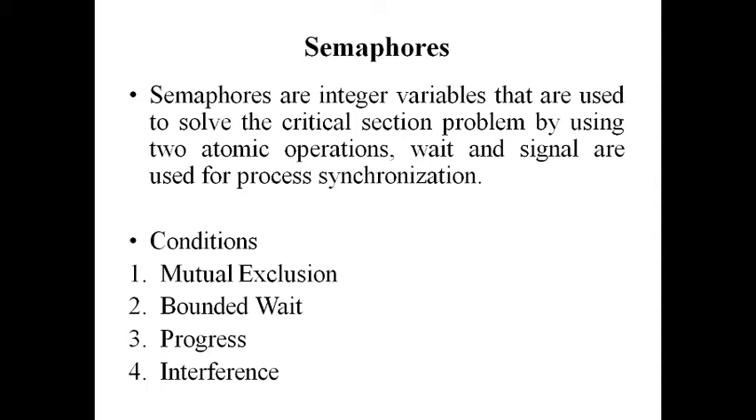So how are semaphores used to solve the critical section problem? Semaphores have to satisfy four conditions in order to resolve the critical section problem. The first one is mutual exclusion. Mutual exclusion means, as discussed in the last videos, that in the critical section only one process will enter. So at a time a single process has to enter the critical section.